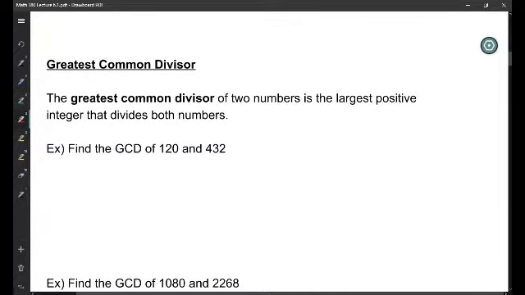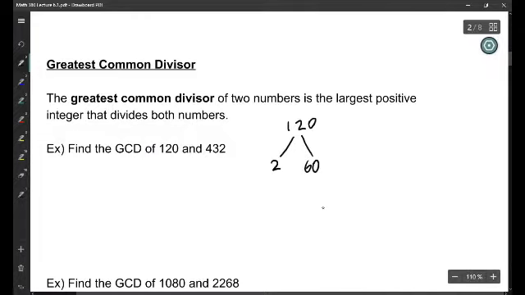The greatest common divisor of two numbers is the largest positive integer that divides both numbers. So let's find the greatest common divisor of 120 and 432. Well, we can do factor trees. 120 is even, so divisible by 2. We get 60. 60 is even, divisible by 2. We get 30. 30 is even, divisible by 2. We get 15. And then 15 is the product of 3 and 5.